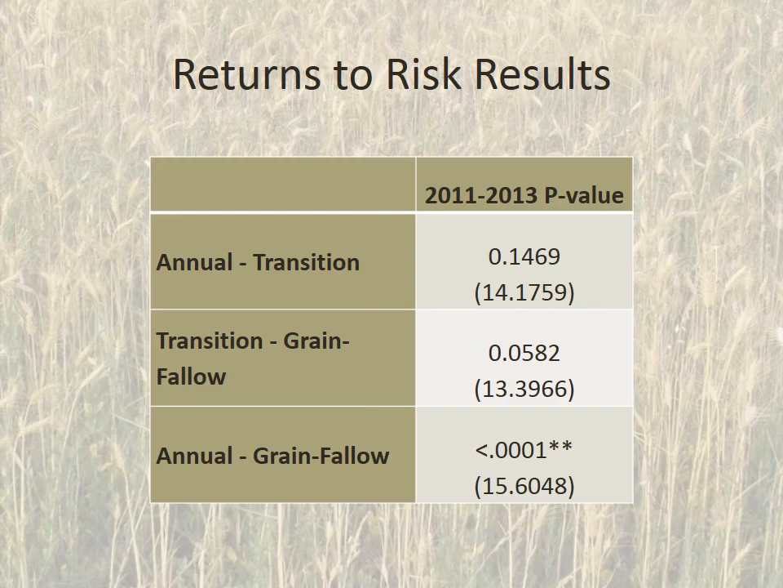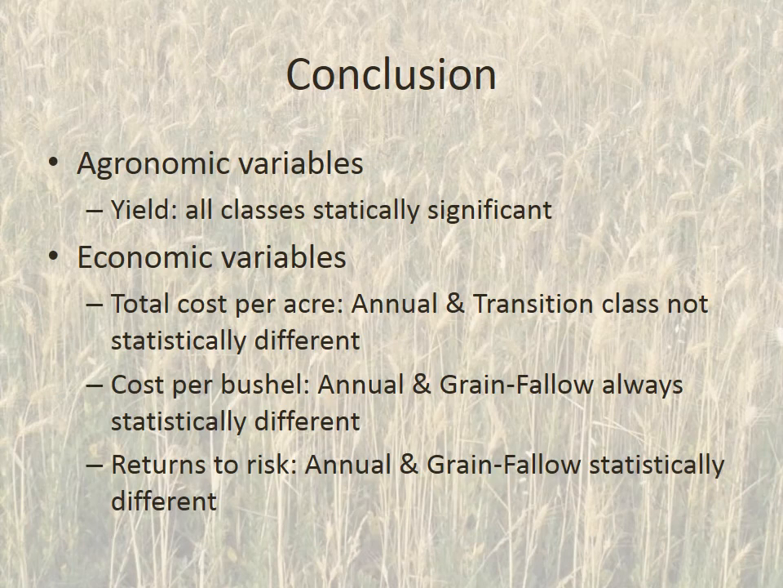So we can say that the annual class is more profitable than the grain fallow class in terms of average overall class statistics. So in conclusion, the agronomic variable, or the one I tested, yield, performed exactly how we thought it would. The economic variables, there's not a very good black and white. So for total cost per acre, the annual and the transition class were not different from each other. For cost per bushel, usually the annual and the grain fallow were different from each other, except in 2011. And then returns to risk, only annual and the grain fallow were statistically different from each other.